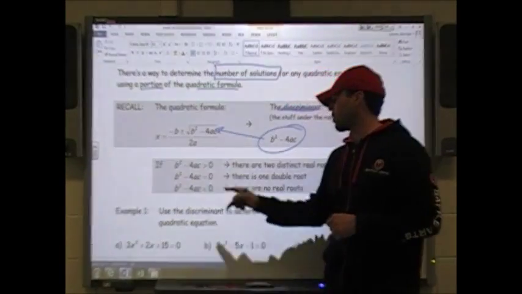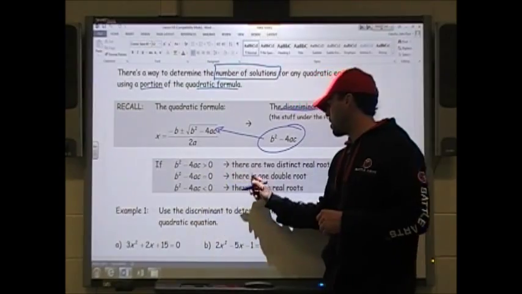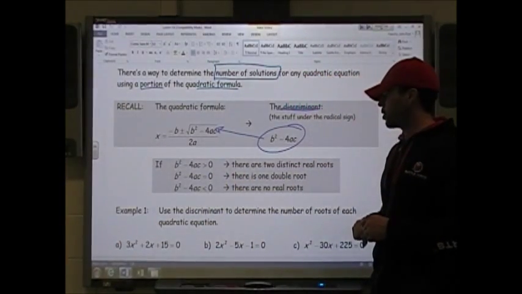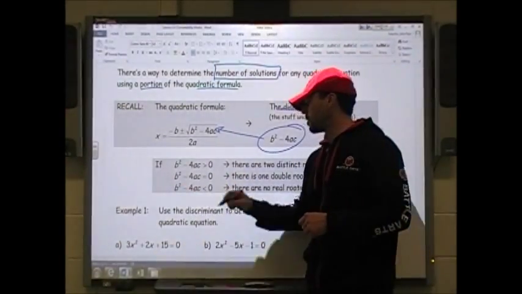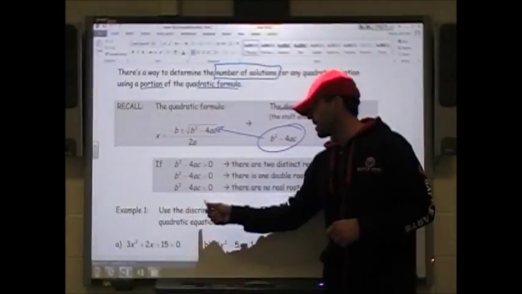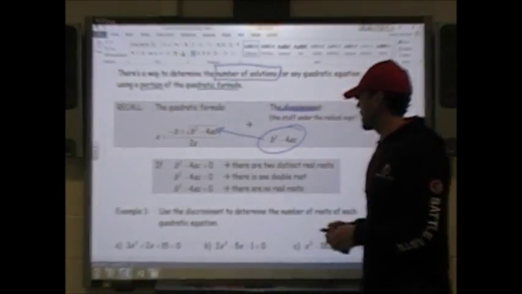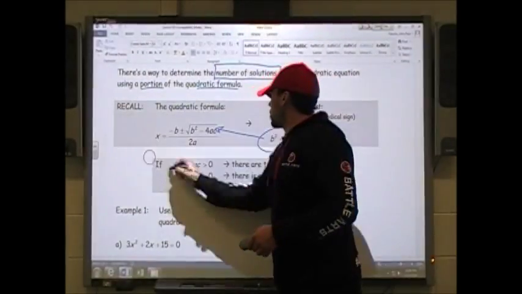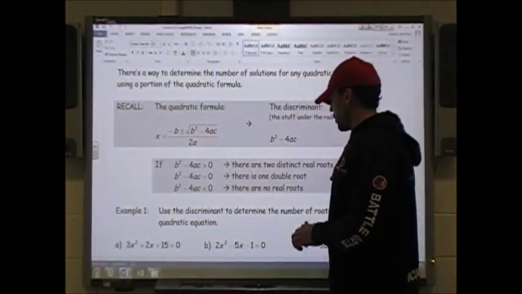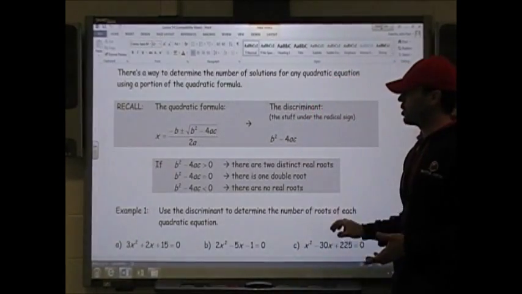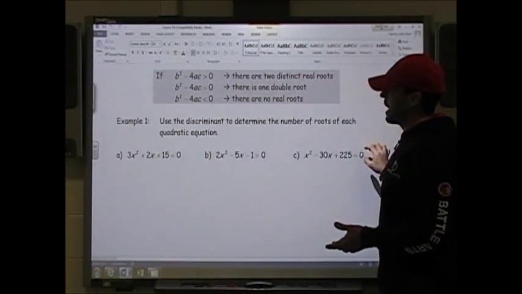If the number under the square root sign is exactly 0, there's only one solution, or one double root. If that discriminant is negative, then there are no real roots, so it'll never cross the x-axis. Okay? So this section deals with not finding out what the solutions are, but rather finding out how many solutions there are.